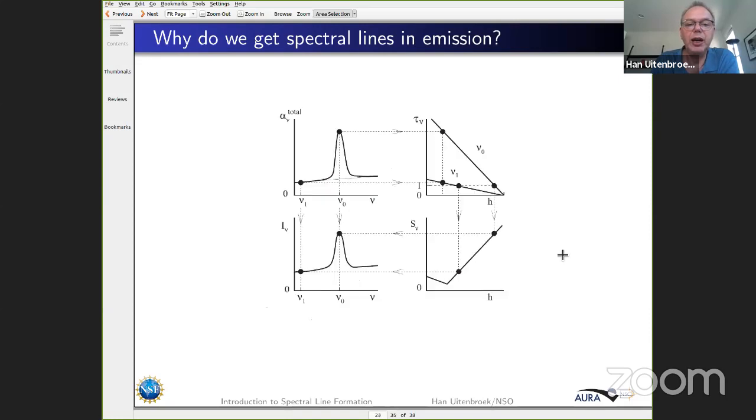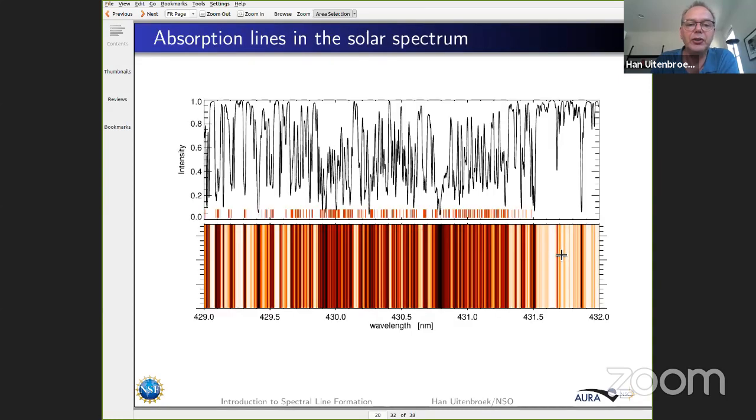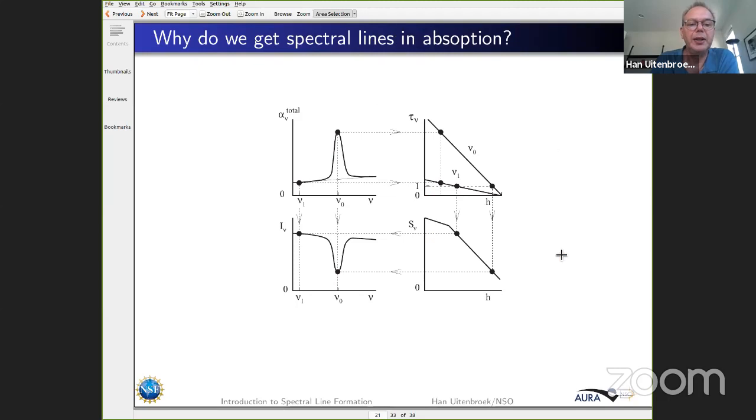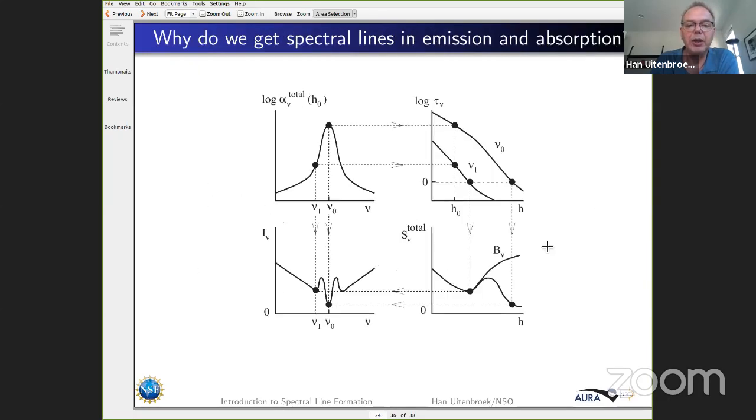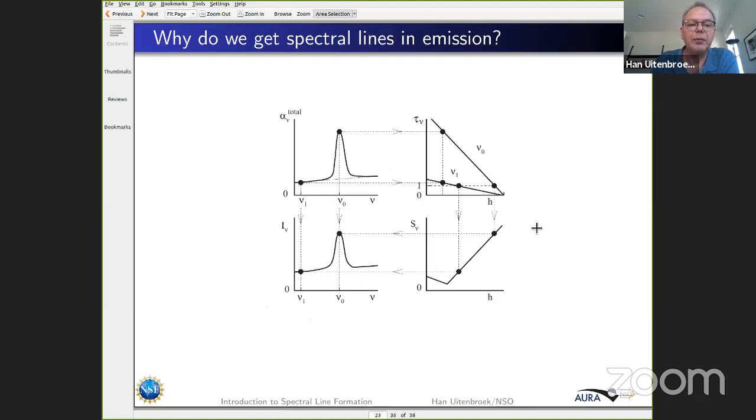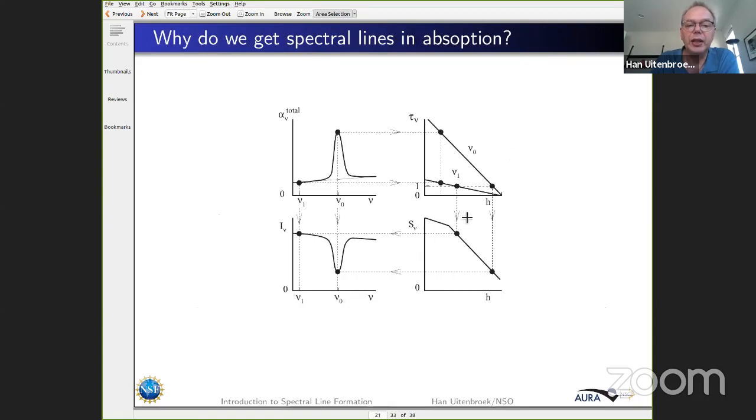Now, these graphs, you have to really go through them and think about them to understand them. But what I want you to take away again here is that the strongly varying opacity with wavelength through a spectral line allows you to sample different heights of the atmosphere. And when the source function is decreasing with height, you sample a layer that has lower temperature and therefore results in lower intensity.